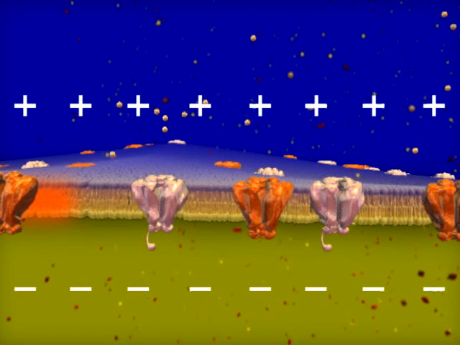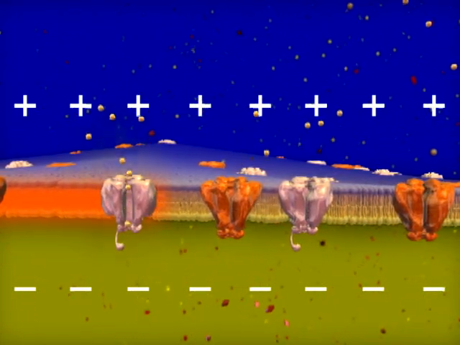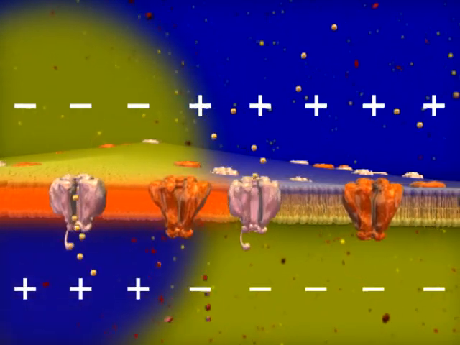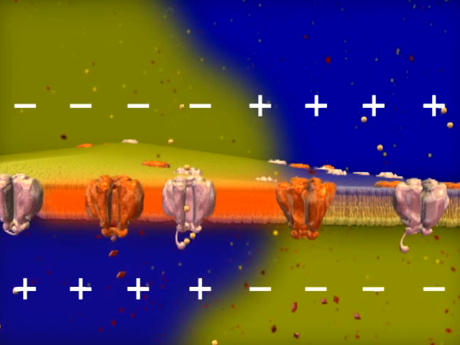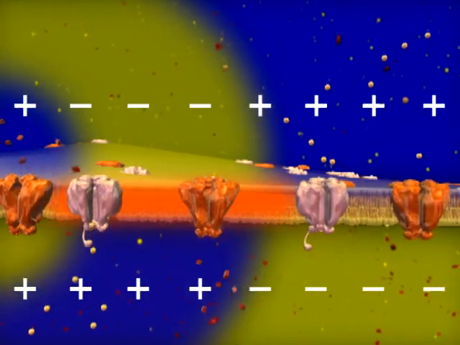Let's look at how the action potential is conducted along the axon. As the change in charge difference across the membrane spreads from open sodium channels, other sodium channels farther along the axon begin to open. The original sodium channels close and adjacent potassium channels open.